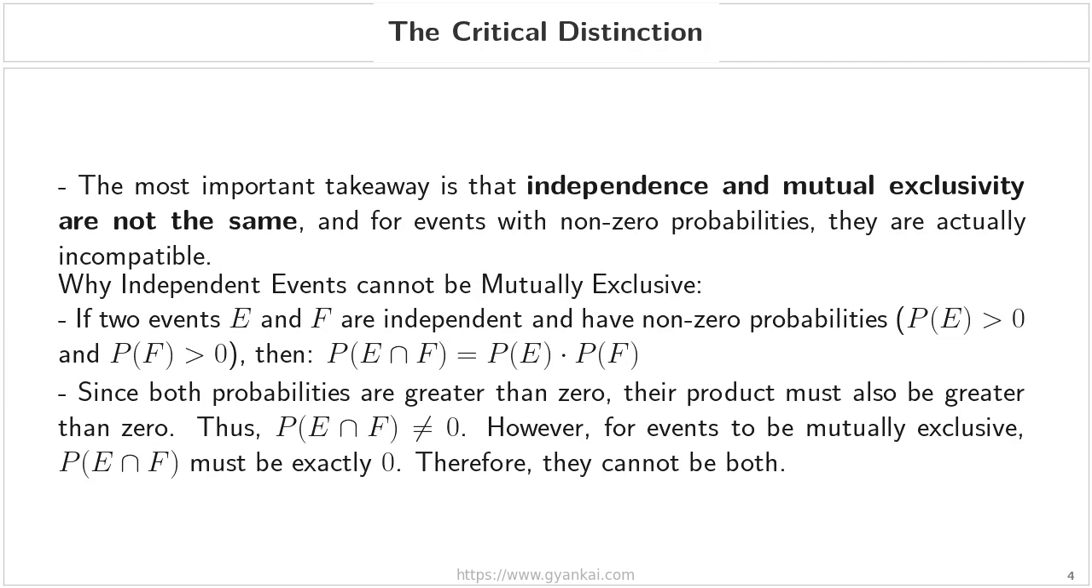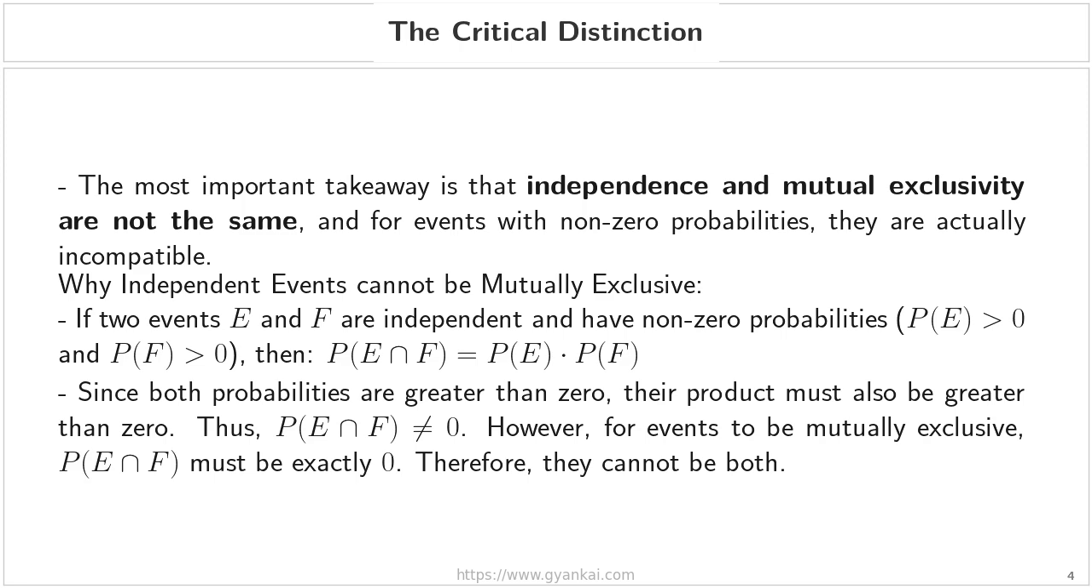Let me explain why independent events cannot be mutually exclusive. If we have two events, let's call them E and F, and they are independent with non-zero probabilities, meaning the probability of E is greater than zero and the probability of F is greater than zero.